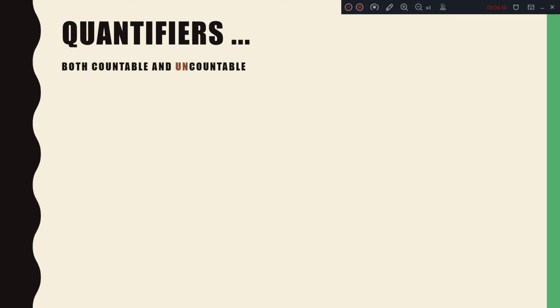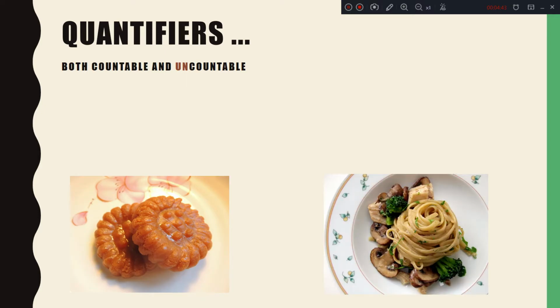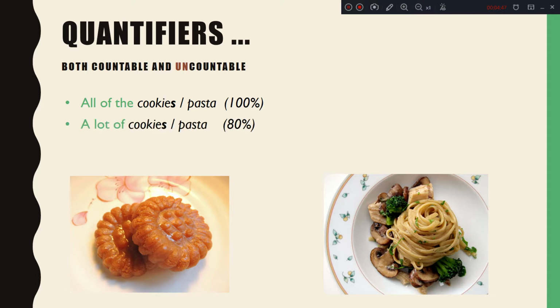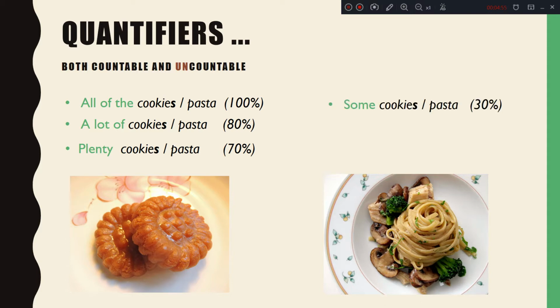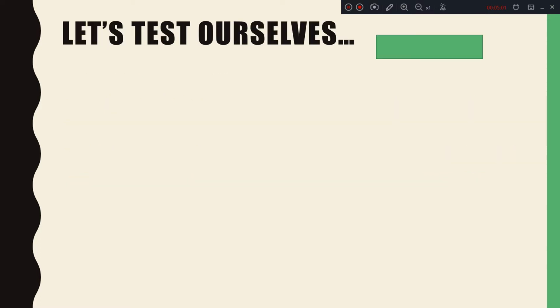Some quantifiers can be used for both countable and uncountable nouns. So, all of the cookies, all of the pasta, a lot of cookies, a lot of pasta, plenty cookies, plenty pasta, some cookies, some pasta, and none of the cookies, none of the pasta.